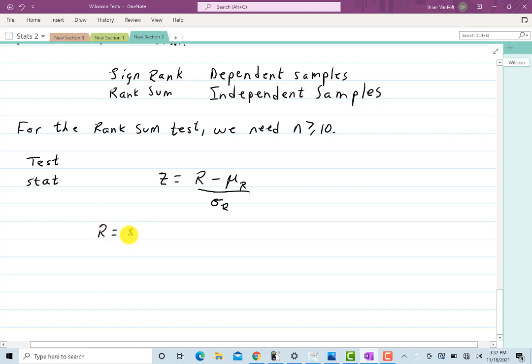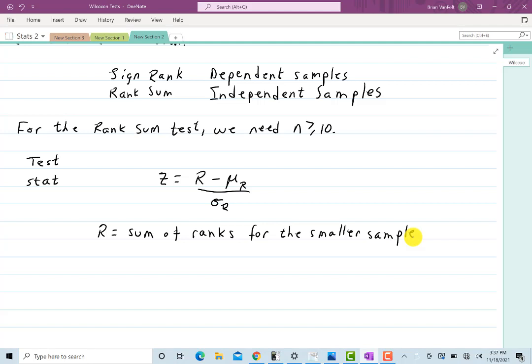R equals the sum of ranks for the smaller sample. So you're going to have two samples. They're going to be independent. It's possible that they have two different sizes. What I'm saying is this R will refer to the one that has the smaller size, if that's the case. If they have the same size, then it won't matter which one we're calling small and which one is large. They're both the same in that case. You'll see as we do an example.